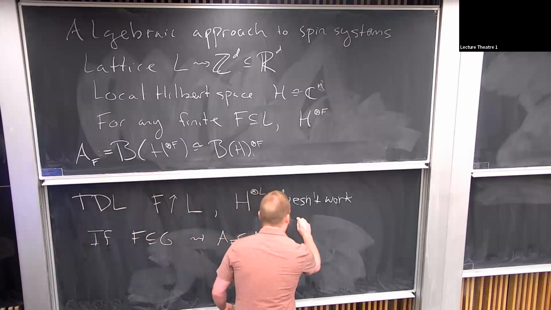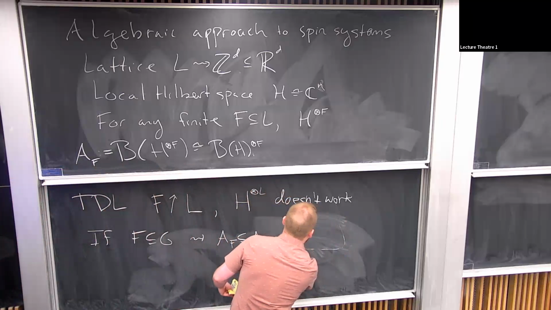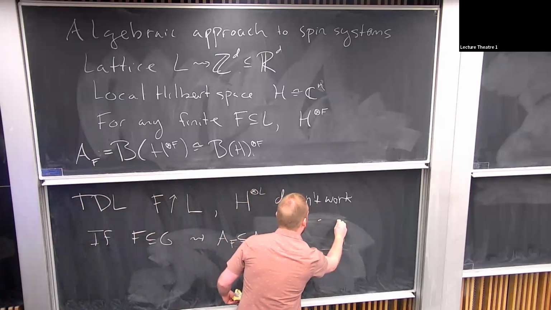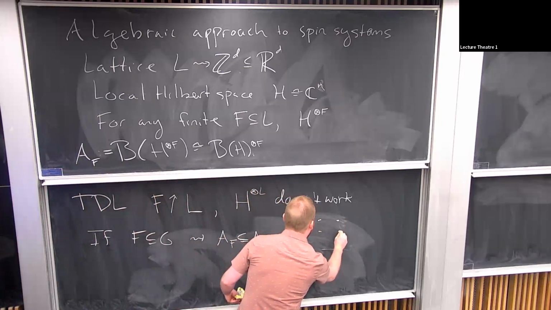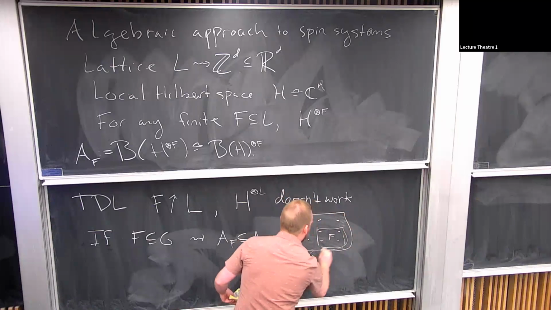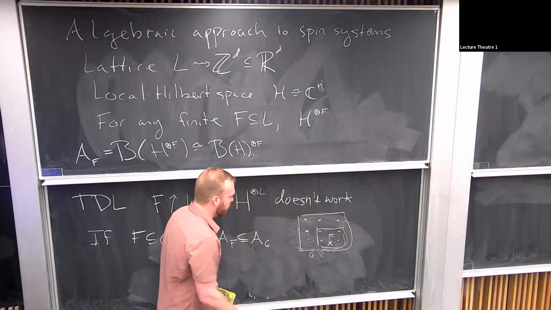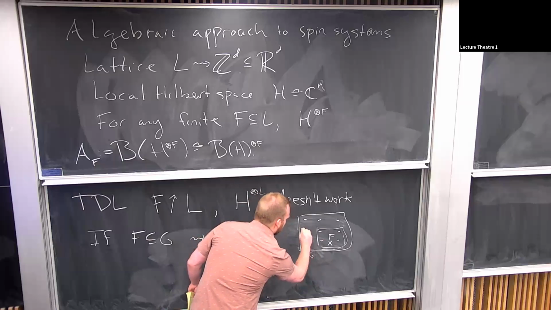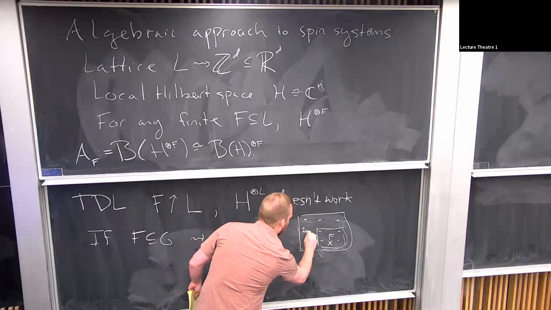So if I have a little patch, let me make it a lattice patch here, dot, dot, dot. Maybe here's my F, and here's my bigger G. And I have some operator X that's localized here. Well, what I can do is just stick ones, the identity on H, on all these sites.